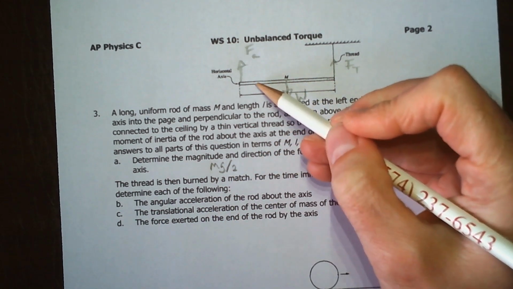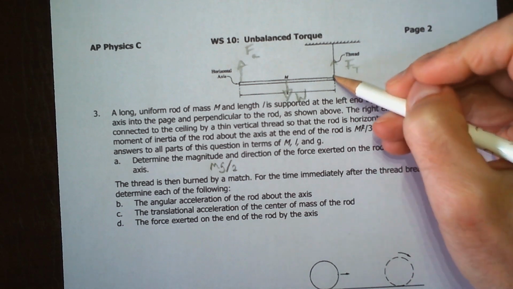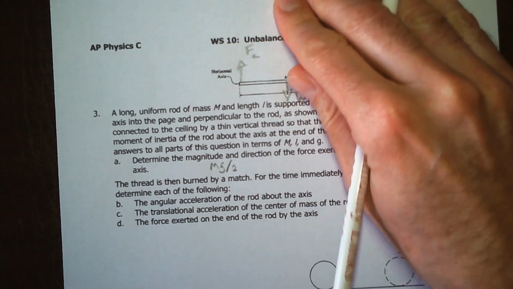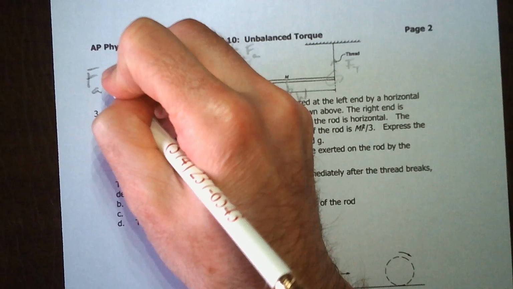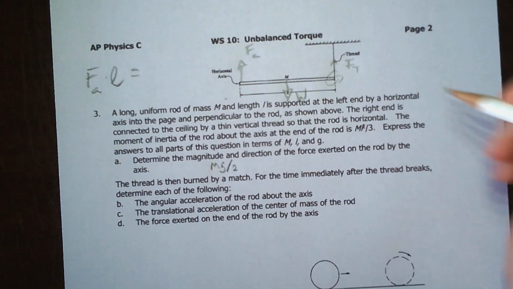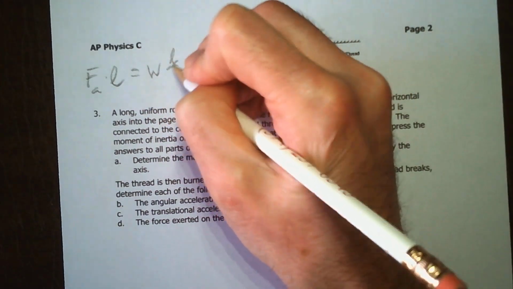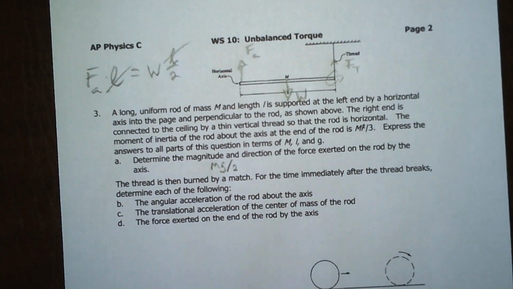If it was closer to this end, then I could not assume those two would be the same. I'd have to do torque, which you could still do right now if you want to. You could say the pivot is here, and so the torque from this force, force times the length times the sine of 90, has to be equal to the weight times this length, which is L over 2, times the sine of 90. The L's cancel, and you see that that force has to be exactly half the weight. Okay.